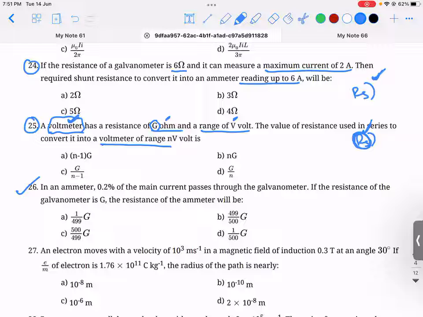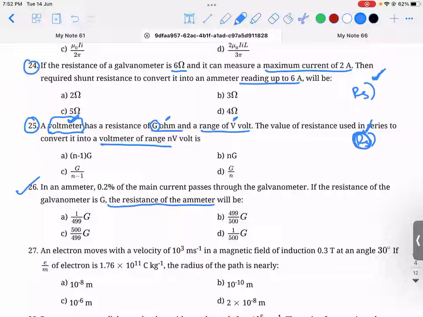One by 490. Sir, 1 by 500. 1 by 500 or G by 500? 1 by 499. 1 by 500. Read the question carefully. Sir, is it option D? Option D is right. Mitra, you got the resistance of the galvanometer, not the ammeter.